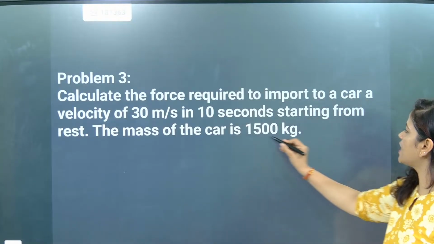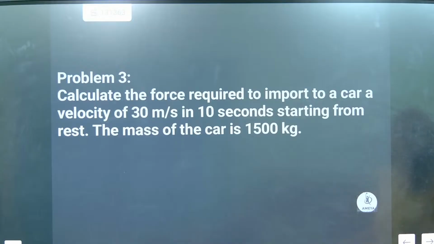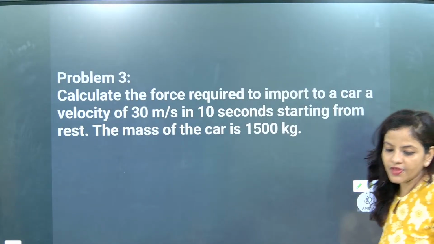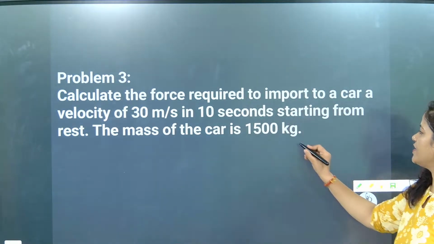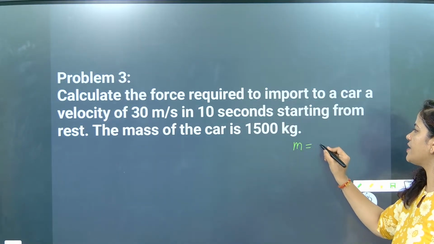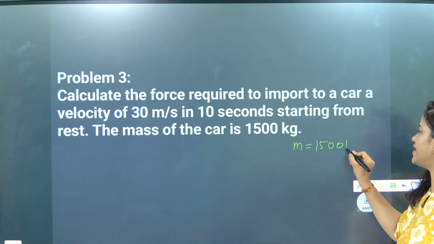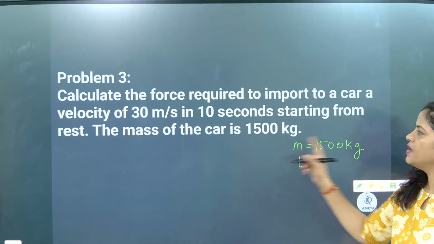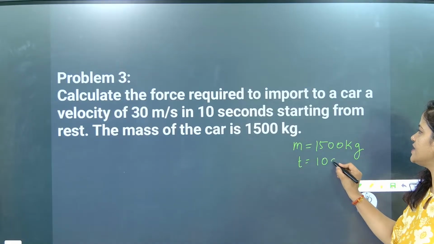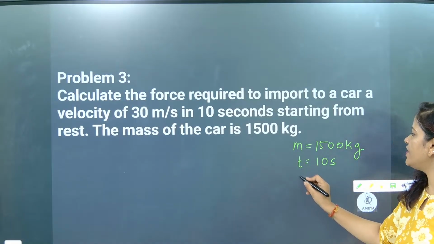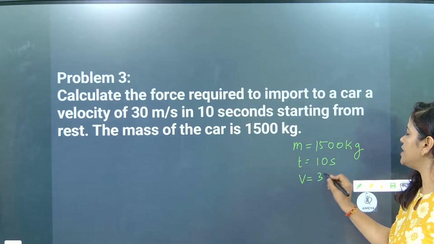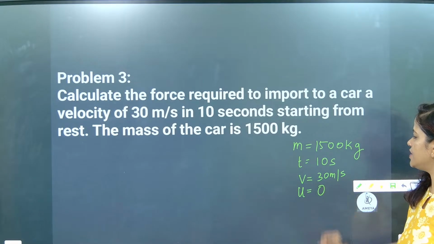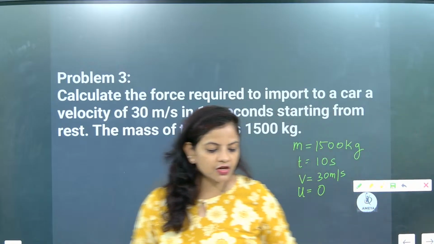What is the mass of the car? The mass of the car is how much? 15,000 or 1,500. The mass of the car is 1,500. Yes, now it is correct. Mass of car is 1,500 kg. Next given is time taken to go from initial point to final point is 10 seconds. Now final velocity is 30 meter per second. Initial velocity is 0. So here which formula are we going to use?